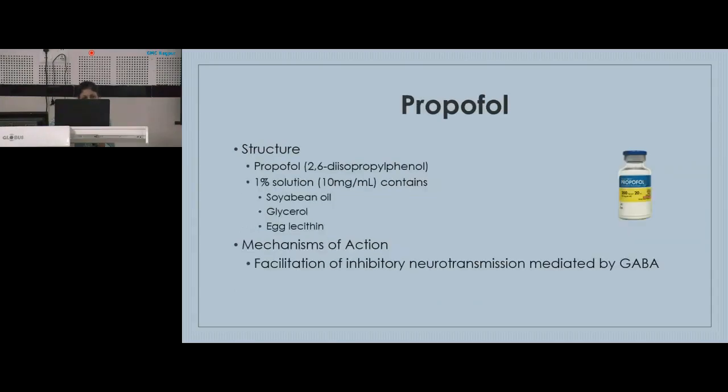Propofol is 2,6-diisopropylphenol. A 1% solution means 10 milligram per ml, and it contains soybean oil, glycerol and egg lecithin. So it should not be given to patients who have egg allergies. Its mechanism of action is facilitation of inhibitory neurotransmission mediated by GABA. So it is a GABA mimetic drug and causes CNS depression.